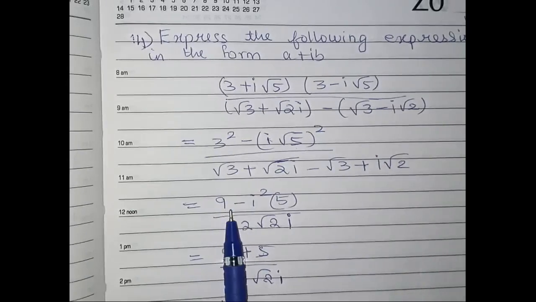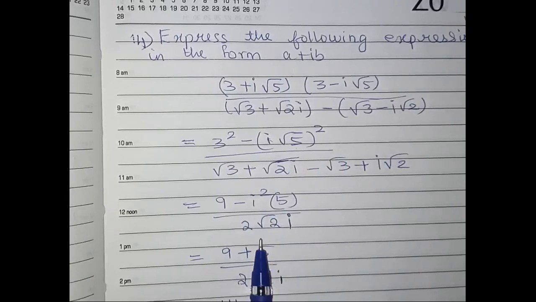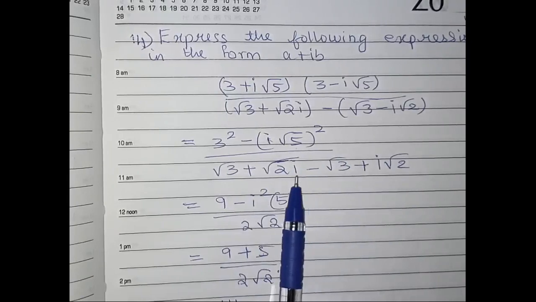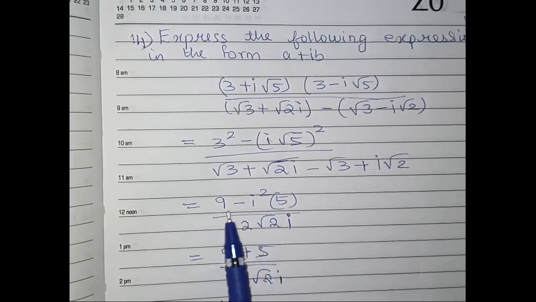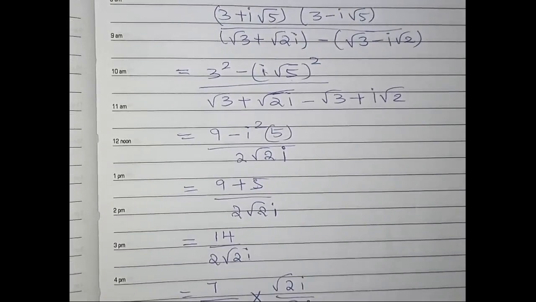And this is 9 - i square, root 5 square is 5, divided by root 3 minus root 3 cancel. i root 2 plus i root 2 is 2 root 2 i. Yes, so that is the answer here. So 9, i square is -1, minus into minus is plus 5, divided by 2 root 2 i. So 9 + 5 is 14, 14/(2 root 2 i). Now if I cancel 14 and 2, the remaining is 7. So 7/(root 2 i).